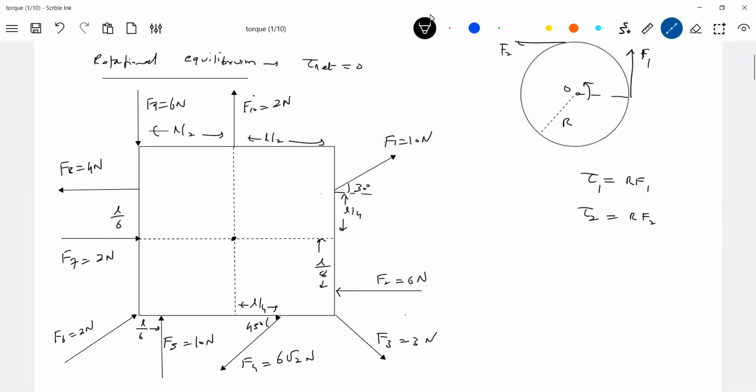Now, let's get into the problem. These are the forces. So there's a square plate of side length L. This one is a square plate. I want to talk about an axis passing through O perpendicular to the plane.